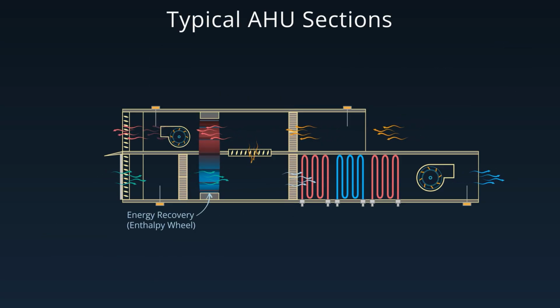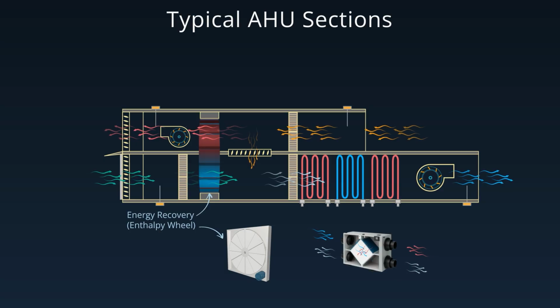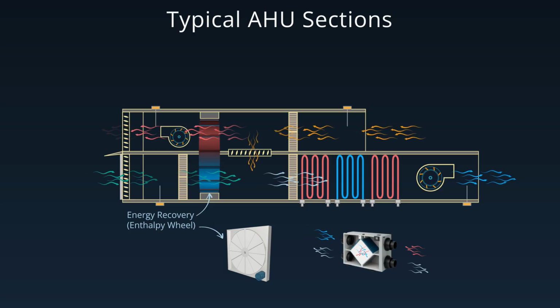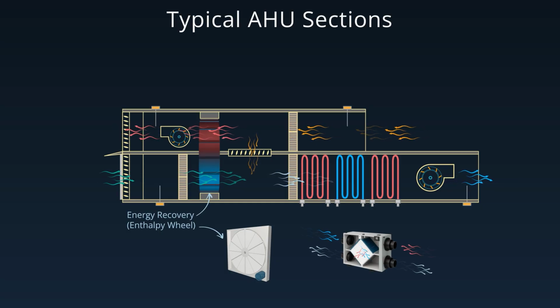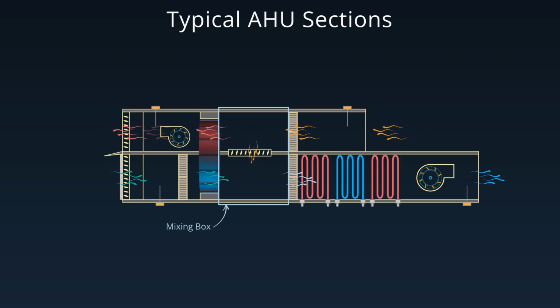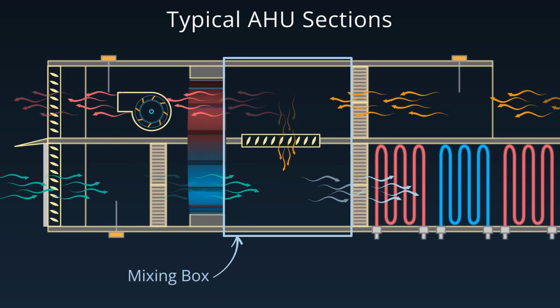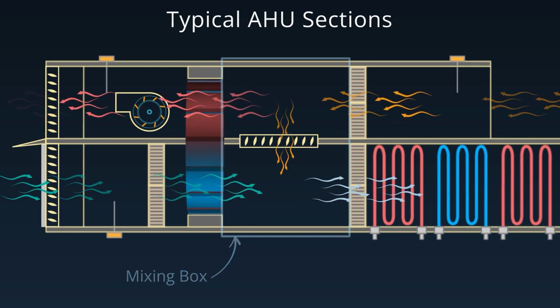Energy recovery. Some AHUs include energy recovery devices, such as enthalpy wheels or plate heat exchangers to transfer heat and sometimes moisture from exhaust air to the incoming outside air. This is especially valuable in cold climates, where outside air may be near or below freezing. Mixing box, where outside air and return air mix. Dampers adjust the proportion of each to meet ventilation and energy goals.